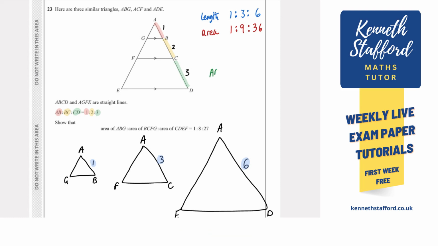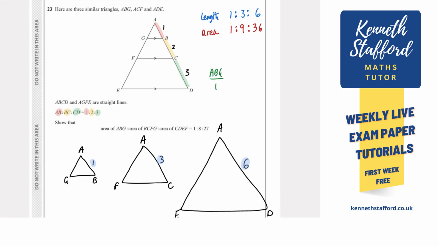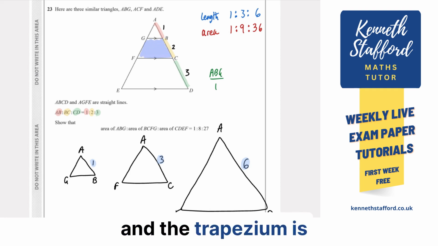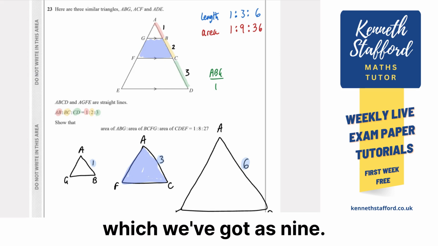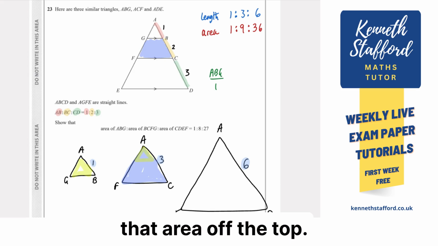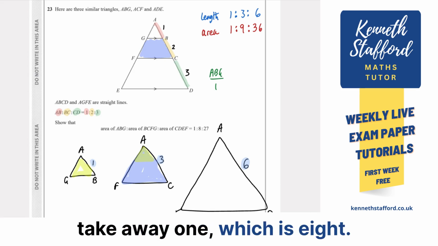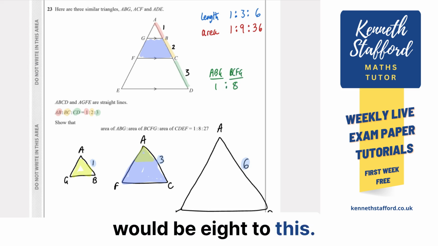So ABG is 1. So the area of BCFG. Now BCFG is this trapezium. And the trapezium is the area of AFC, which we've got as 9, take away this area, to take away that area off the top. So it's going to be 9 take away 1, which is 8. So BCFG, ratio of its area would be 8 to this.